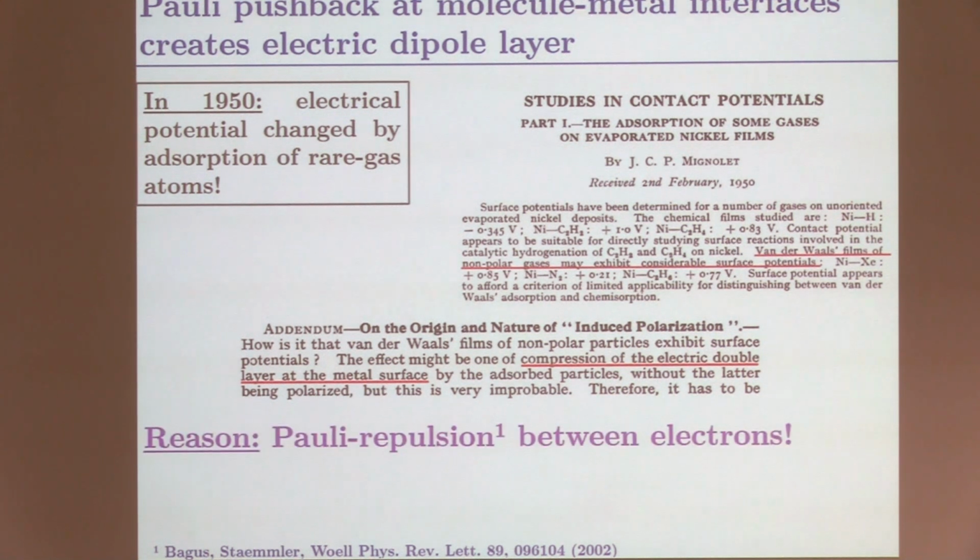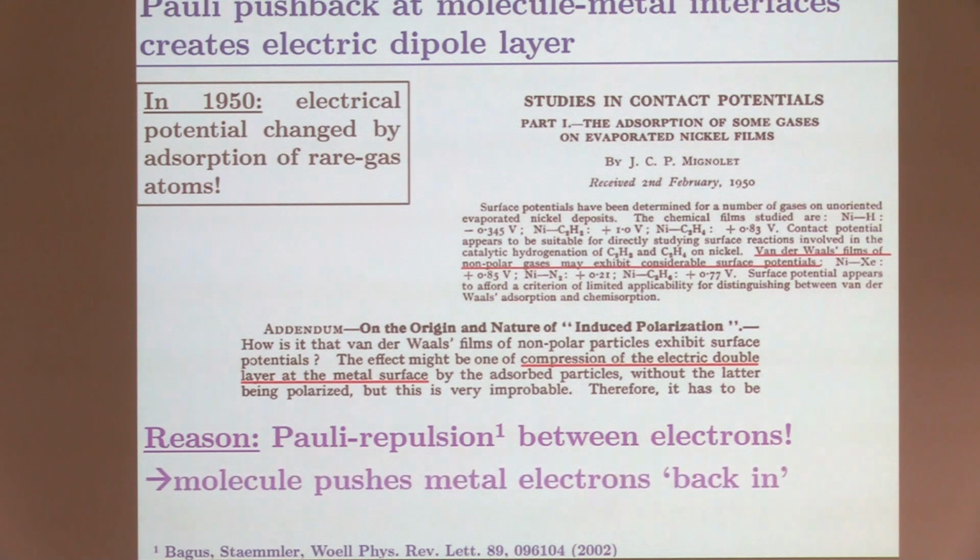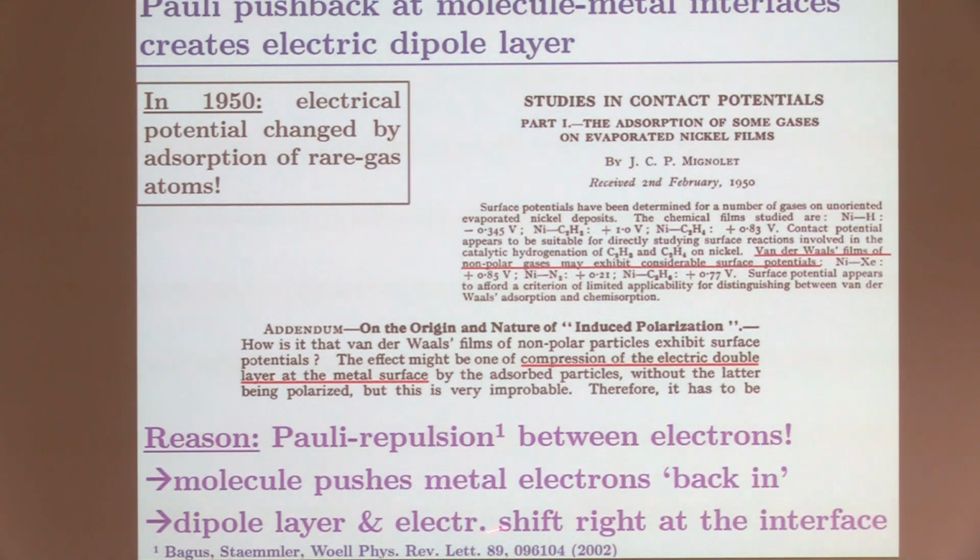It means that you have electrons in your molecule or atoms that you put on the surface, and these electrons push back the metal electrons into the metal. Remember, these metal electrons are tailing out into space. So they are pushed back, and we call it Pauli pushback because the pushback is mainly due to the Pauli repulsion, that two electrons cannot be at the same spatial position. And so the electrons are pushed back into the metal, and this will change the dipole layer at the surface, right at the interface between molecules and metals, changing the electrostatics in a crucial way.